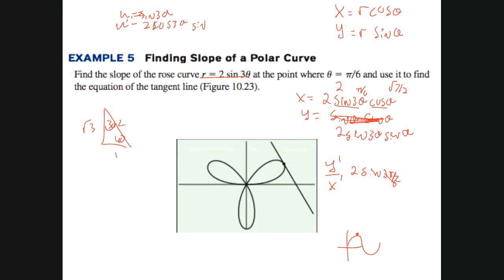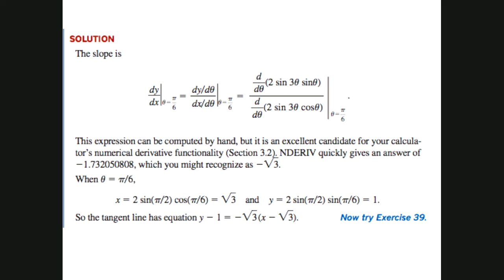All right, so I think the next slide has the work for it. So here's the work, the derivative, 2 sine 3 theta sine 3 theta, and so on. So they ended up with negative 1.73205. Okay. Any questions on finding a derivative of a polar coordinate?